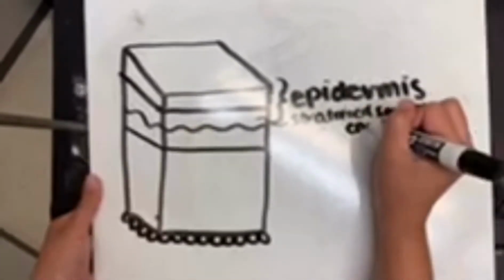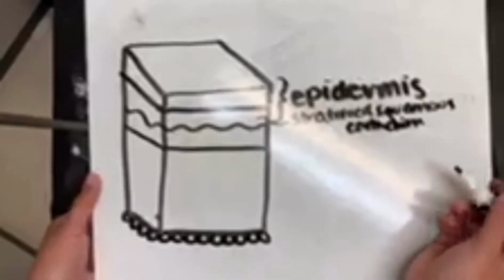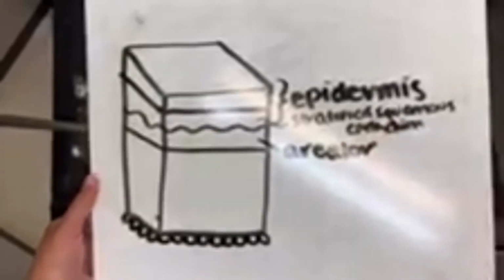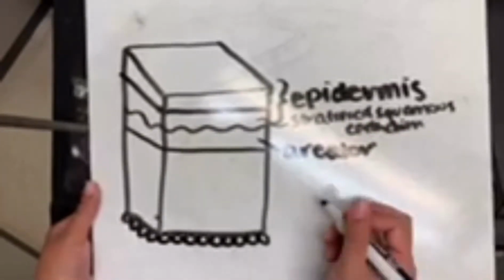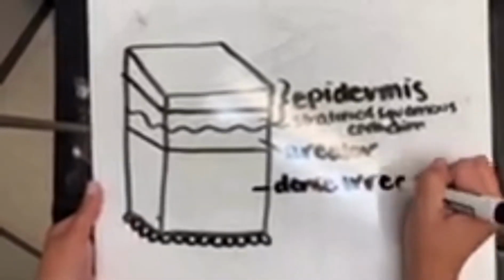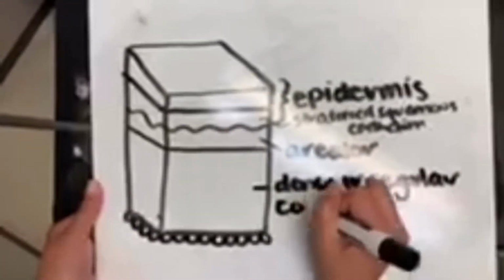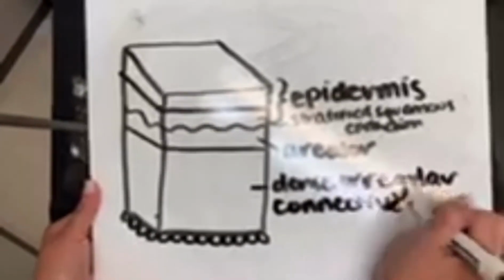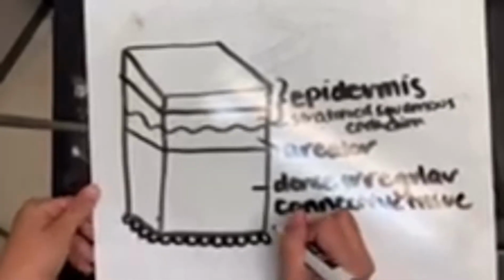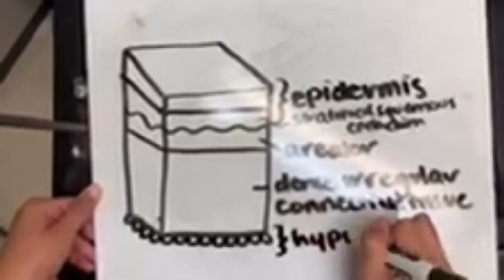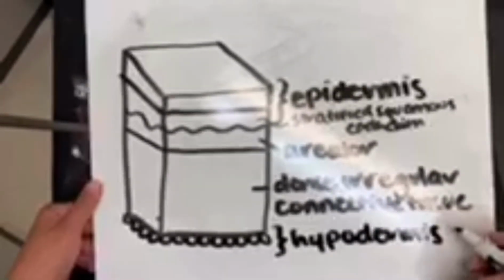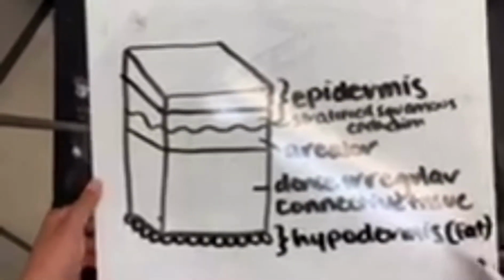Underneath the stratified squamous epithelium is the areolar tissue. This is a loose connective tissue. It has a whole lot of ground substance and very little fibers. Underneath that, we have the dense irregular connective tissue. It's irregular, which means it is very tough and durable, and it will keep our skin intact. After that, we have the adipose, aka fat. It is used for protection from the outside world and also like a ventilation system.